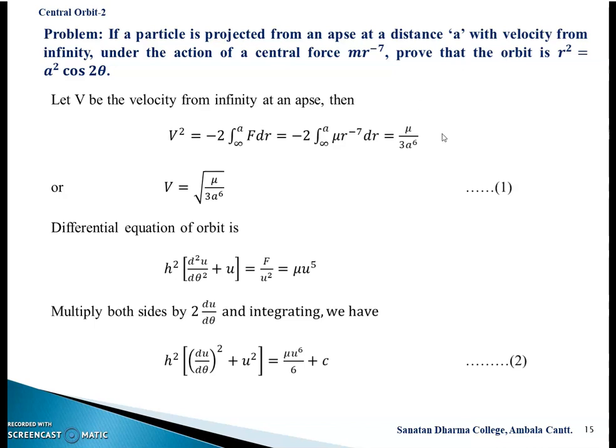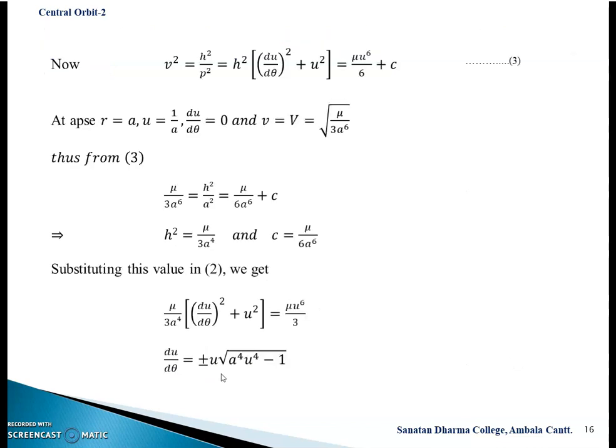Now to find the equation of the orbit, we will integrate it 2 times because we have a second derivative here. To integrate, first multiply both sides with 2 du by d theta, and then after integrating we will get this result, equation number 2. Now see this term in the bracket, this is equal to 1 over p square. We discussed this in one of our last videos. So if we put this bracket as 1 over p square, we have h square over p square, which is equal to v square. So this is equation number 3.